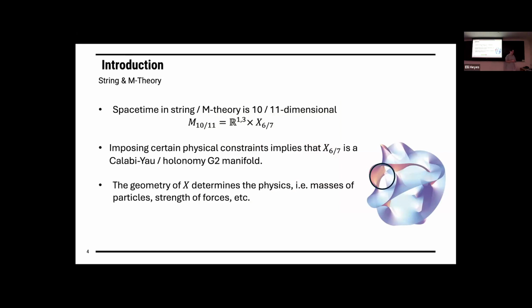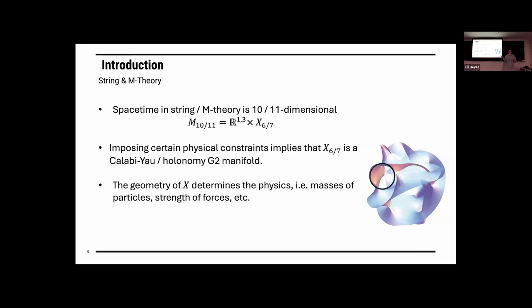So one way that string theorists get around the problem of why we haven't experienced these extra spatial dimensions is to say that they exist on some small compact manifold, and it's too small to be detected by experiments. So in this case, your 10 or 11-dimensional space-time is split up into the usual 4-dimensional Minkowski space, and then some small compact internal geometry, which here is labeled X.